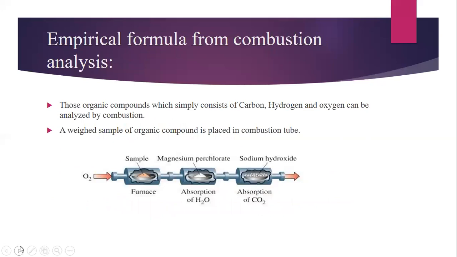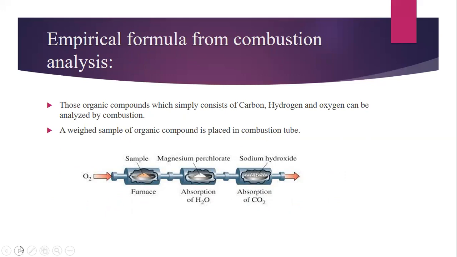Now, empirical formula from combustion analysis. Combustion analysis is basically for those organic compounds which consist of carbon, hydrogen, and oxygen. The sole products will be carbon dioxide and water. These two products of combustion are separately collected. For combustion analysis, a weighed sample of organic compound is placed in a combustion tube. This combustion tube is fitted in a furnace. Oxygen is supplied to burn the compound. Hydrogen is converted into water, and carbon is converted into carbon dioxide.